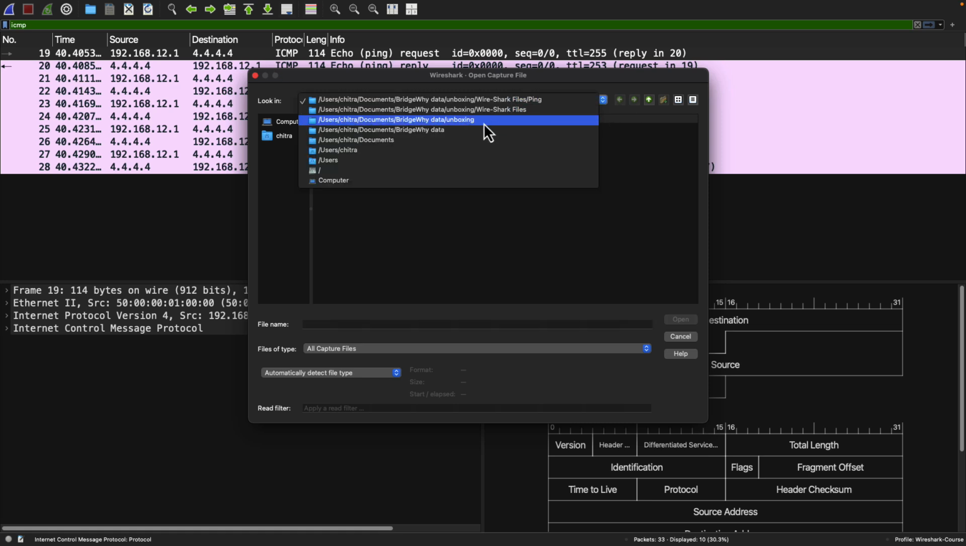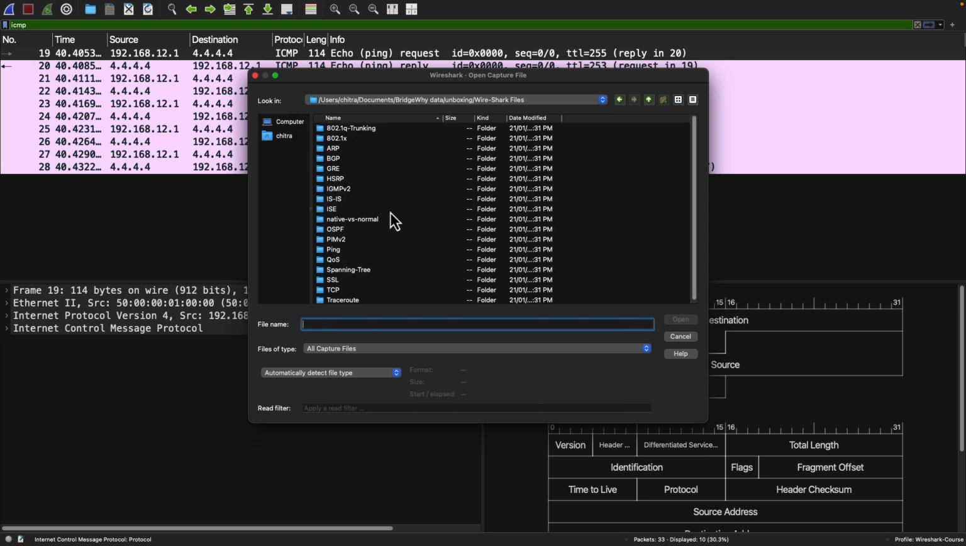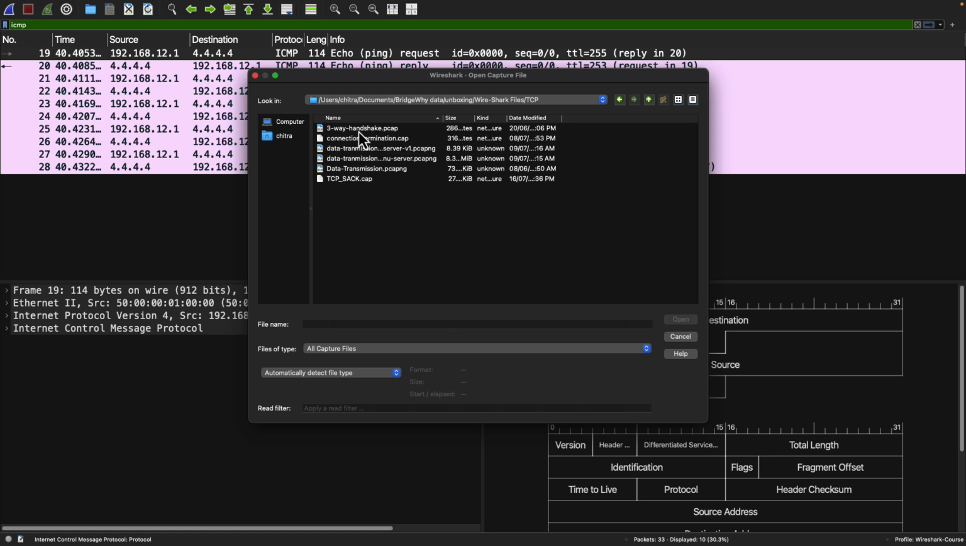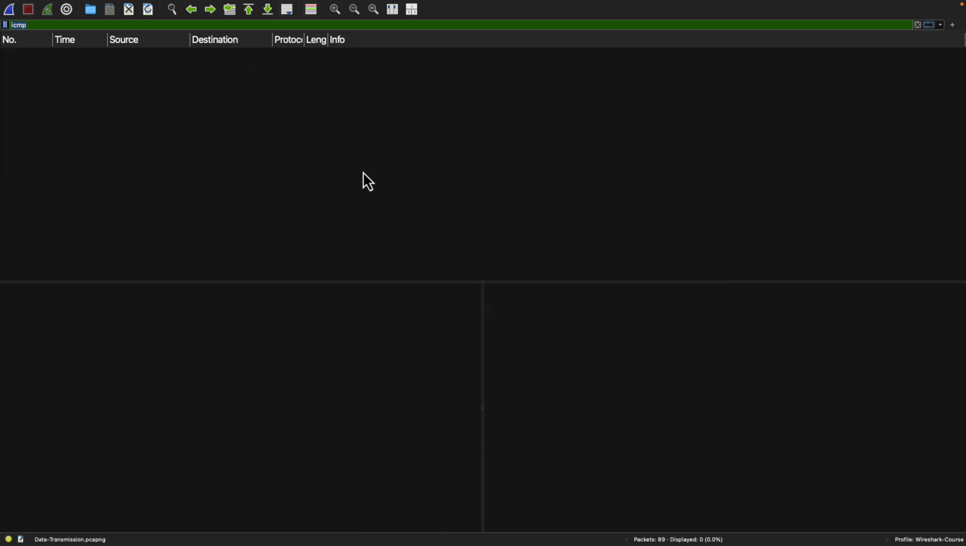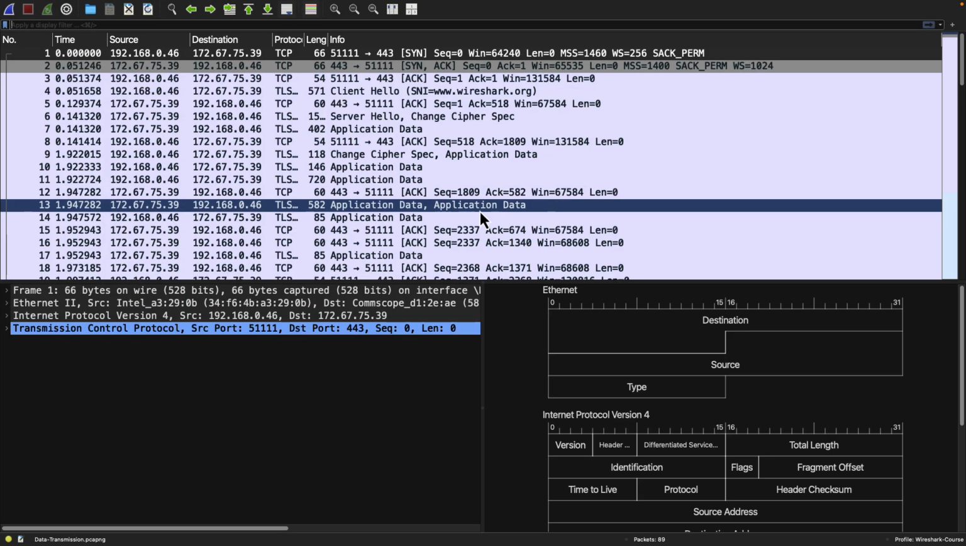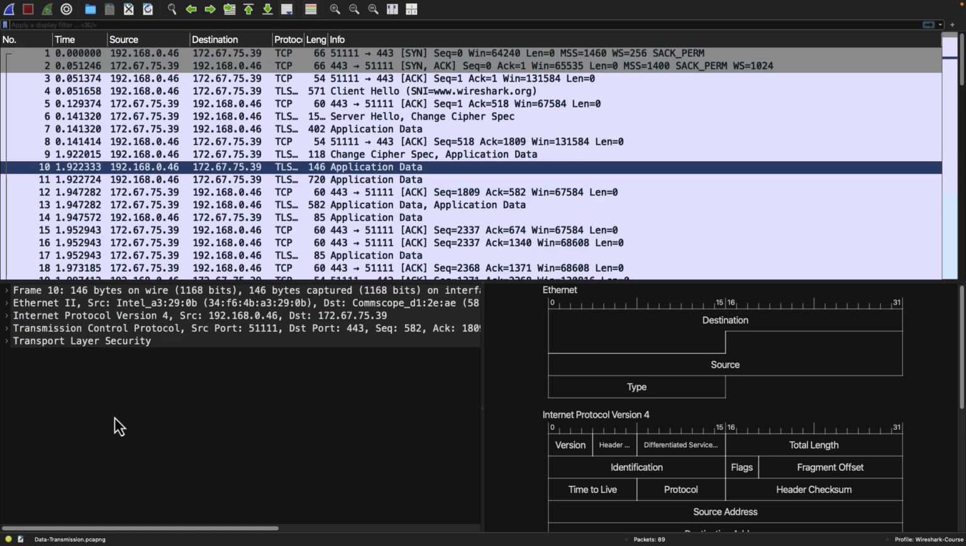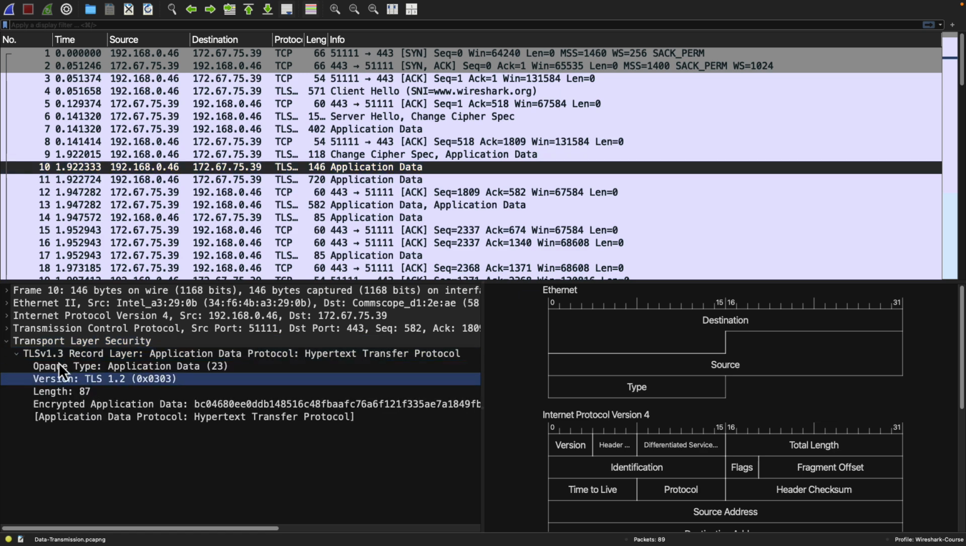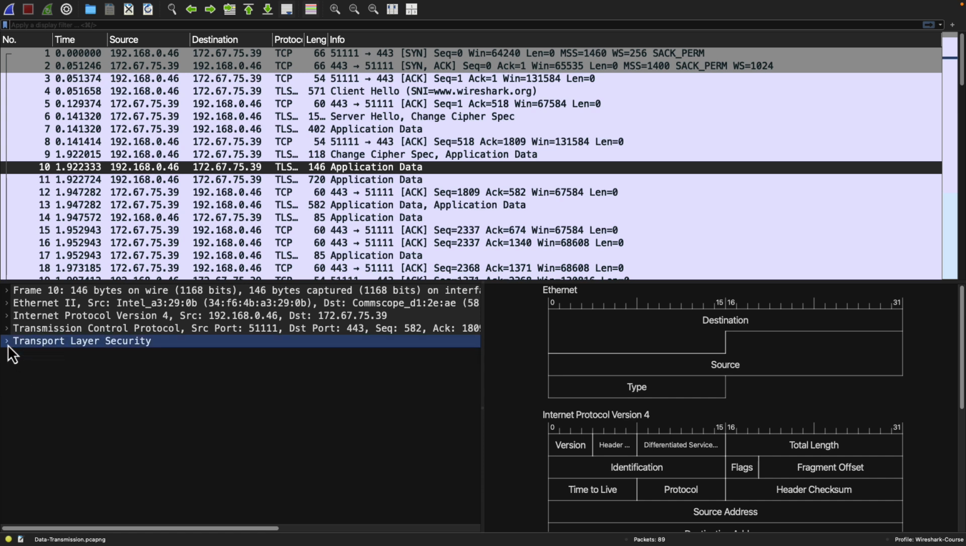Let's go back again. So we have these Wireshark files, and then let me open a TCP packet for you, suppose. Let me open this data transmission, and let me remove this filter. You can see this is my application data. Now this TLS, the Transport Layer Security protocol, which layer is it at? This is at the application layer. So the data is written by Transport Layer Security. It is encrypted data, right? And then the application layer will give it to the Transmission Control Protocol.